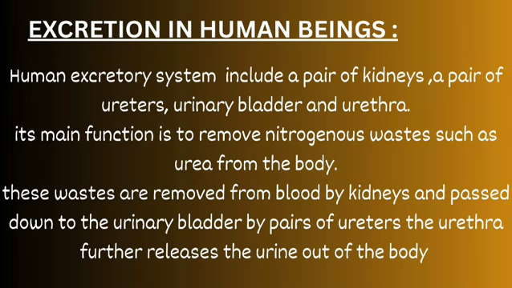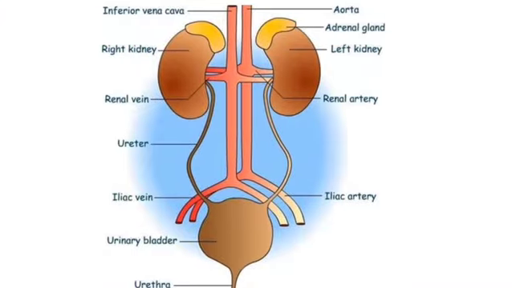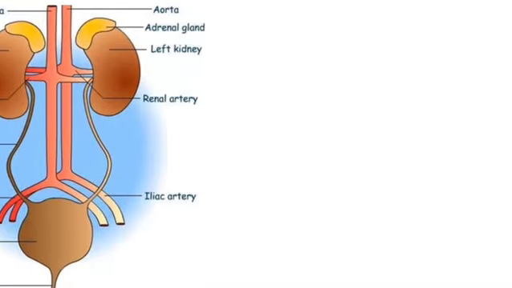Excretion in human beings. The human excretory system includes a pair of kidneys, a pair of ureters, the urinary bladder and the urethra. Its main function is to remove nitrogenous wastes such as urea from the body. These wastes are removed from blood by kidneys and passed down to the urinary bladder by a pair of ureters. The urethra further releases the urine out of the body. Here you can see the excretory system.